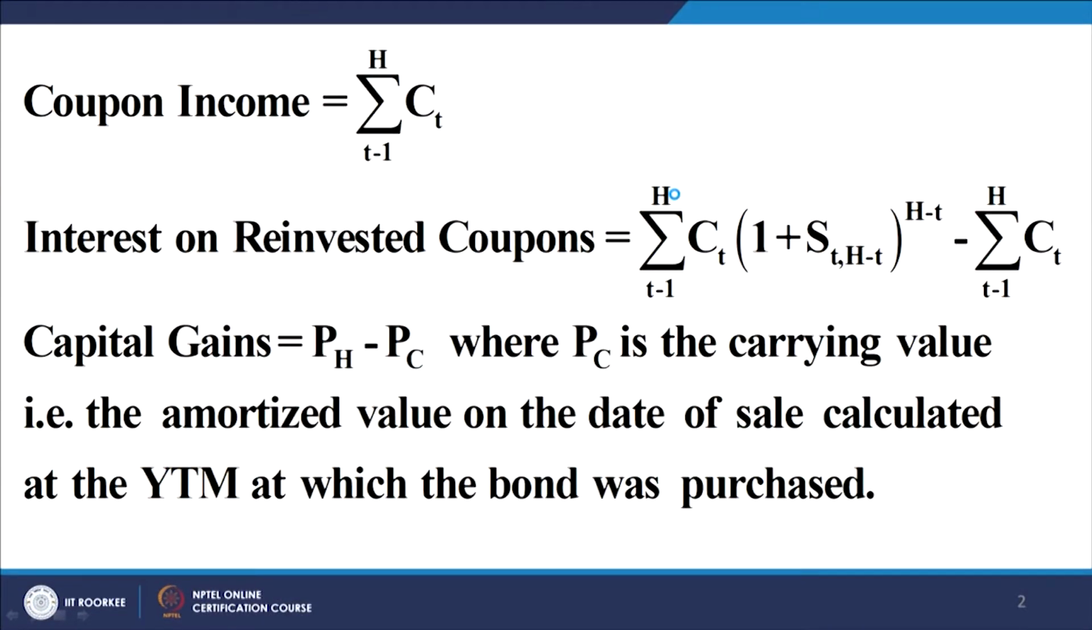And then the third source is the capital gain or loss, which is the difference between the market price at which you exit the investment and the carrying value of the investment as per your books. I shall come back to the definition of carrying value and an example at a later point in time. For the moment, let us restrict ourselves to what carrying value is. Carrying value is the amortized value of the security as it appears in the books, calculated at the YTM at which the security was purchased.